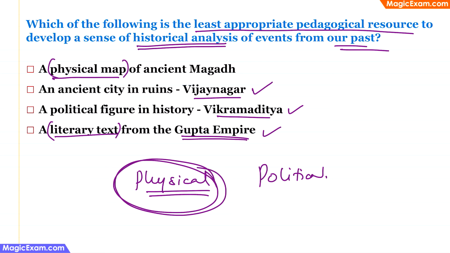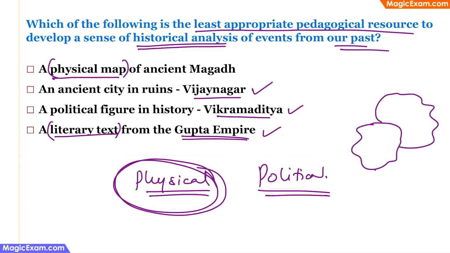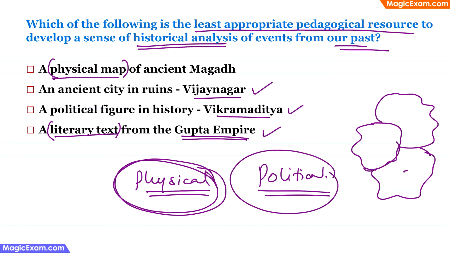Whereas, a political map of ancient Magadh would help us understand, okay, that this was the kingdom of Magadh and the neighboring kingdom was a different kingdom and this kingdom belonged to another king, and how these different kingdoms were interacting with each other, how they were having wars and what the borders of these kingdoms were like. Therefore, a political map would be useful in understanding the history of that particular kingdom, but a physical map is quite useless. Therefore, the answer here is a physical map of ancient Magadh, which is the least appropriate pedagogical resource.